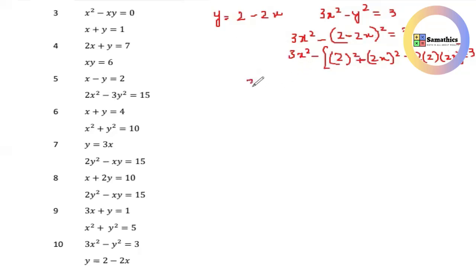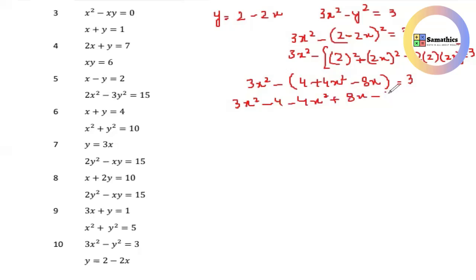So we have here 3x squared minus (4 plus 4x squared minus 2 times 4, 4 times 2 is 8, 8x), and that is equal to 3. Then we will have 3x squared minus 4 minus 4x squared plus 8x minus 3 is equal to 0. So we'll be getting minus x squared plus 8x minus 7 is equal to 0.